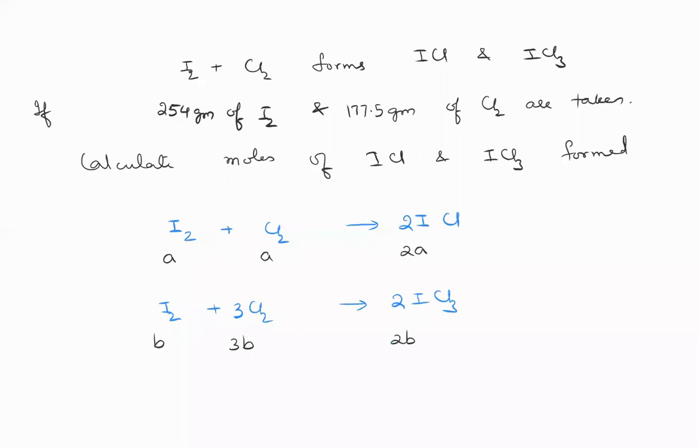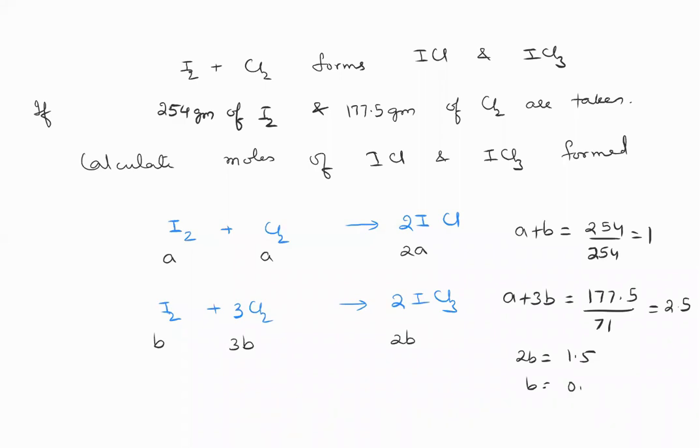So first equation: A plus B is equal to moles of iodine. So moles of iodine, how much? 254 by 254, 1 mole. Next, chlorine moles: A plus 3B is equal to moles of chlorine. How much is that? 177.5 divided by 71. What does it come to? 2.5. Now solve the two equations. A plus B is 1, A plus 3B is 2.5. So 2B is equal to 1.5. So B is equal to 0.75. From this, A is equal to 0.25.